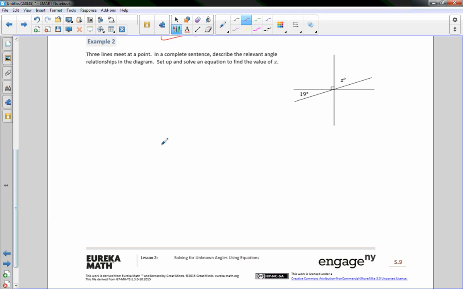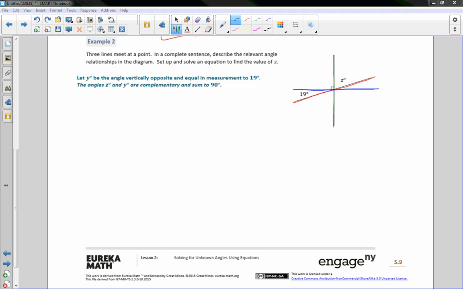Example 2. 3 lines meet at a point. Here's a line. Here is a line. Here is a third line. I can draw that a little bit straighter. Oh, that was even worse. Okay. So there's our 3 lines, red, green, and blue. Describe the relevant angle relationships in the diagram.